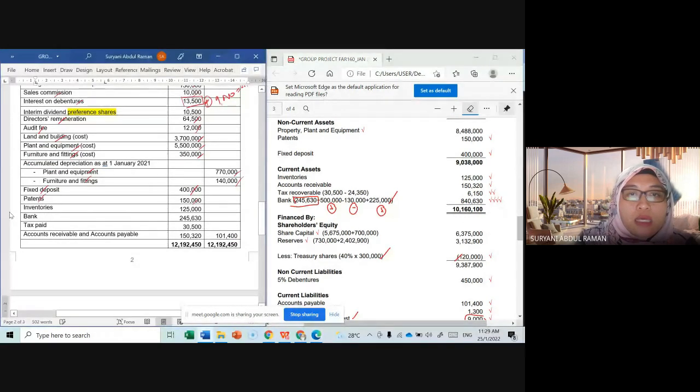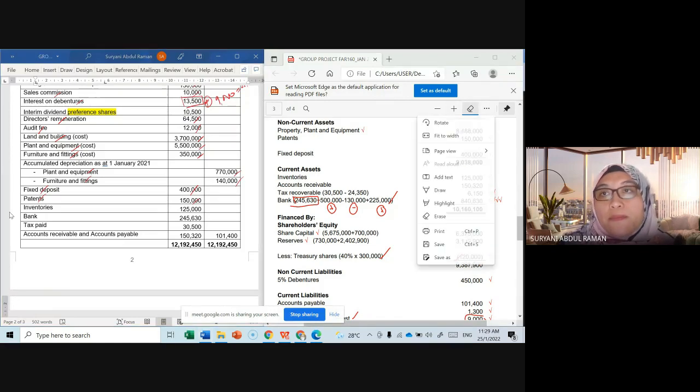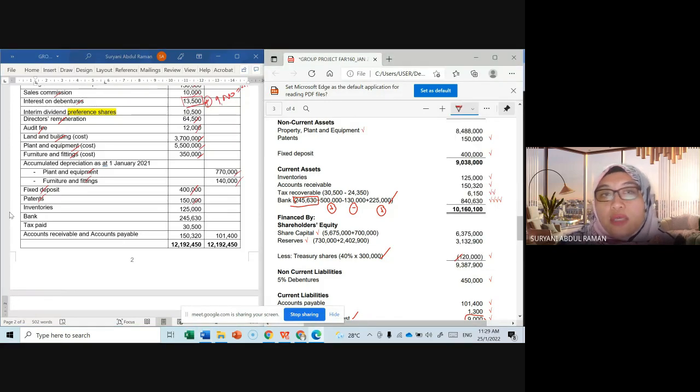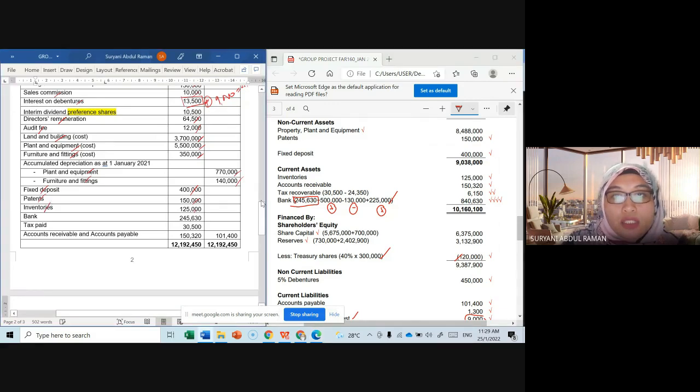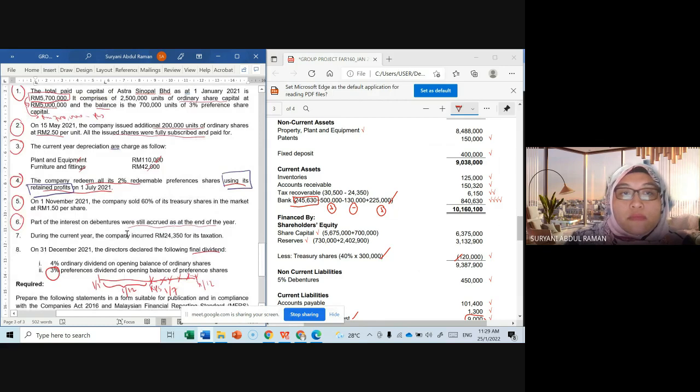Patent, fee deposit. The best disclosure when you present the answer is that you should put intangibles first. Patent first, and then only investment below. Next, continue to the current assets. We start with inventory. Inventory also has no change. Accounts receivable, where is it? Debit. This side is debit, the credit side will be payable. Tax recoverable, yes, adjustment in number 7.